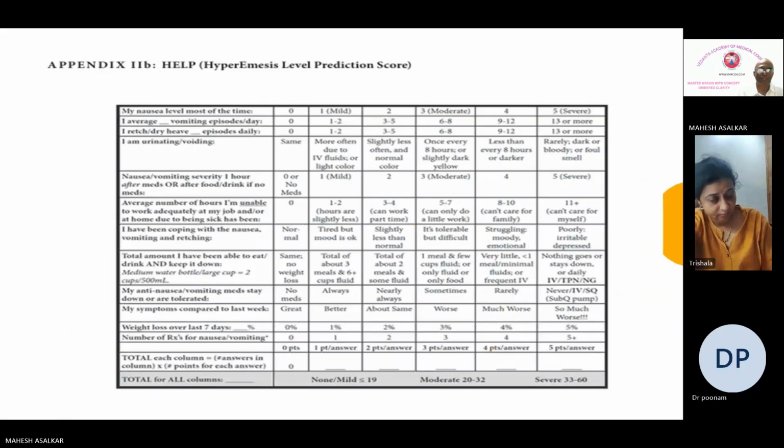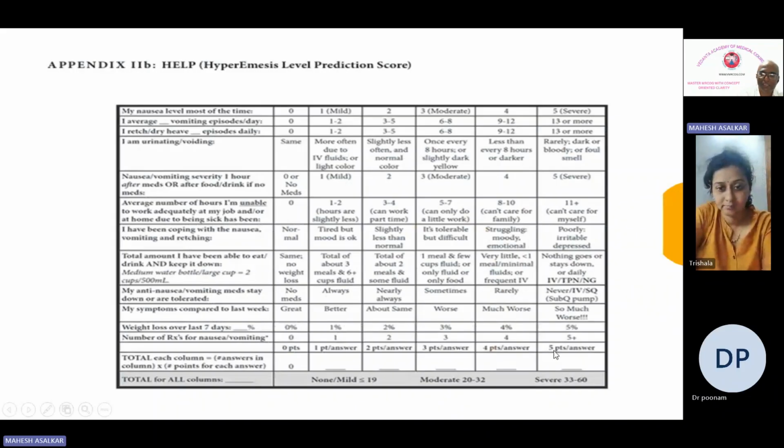Then the HELP score, hyperemesis level prediction. Here these are the ranges, the cutoffs. 19 or less than 19 is mild, 20 to 32 is moderate, and 33 onwards up to 60 is severe. So the total score is 60 here. You don't have to remember all these things, but just remember HELP has a total score of 60, with mild, moderate, severe, and the cutoffs.